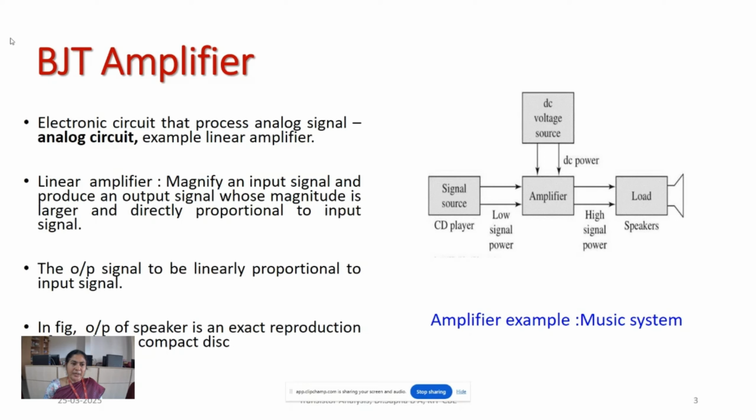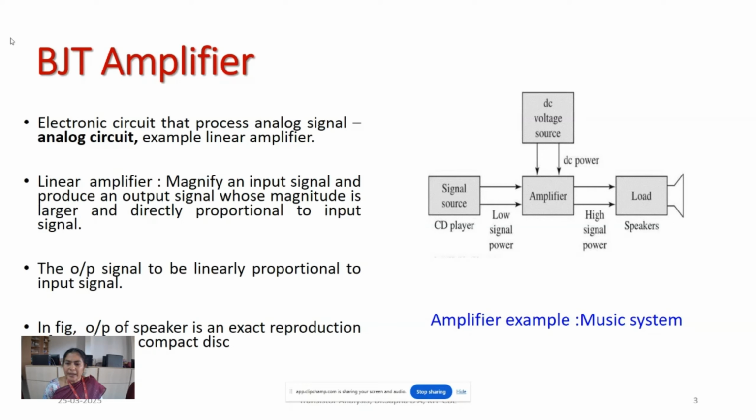Here we'll consider electronic circuits, that is analog circuits, where we can process analog input signals. When we talk about amplifiers, they can be linear amplifiers. Linear indicates that whenever we have an input signal, the output will also be linearly proportional to the input signal. For example, in an audio system, if somebody is singing a song, we have a microphone in which the signal is taken, and this can be processed using an amplifier and then given as the speaker output.